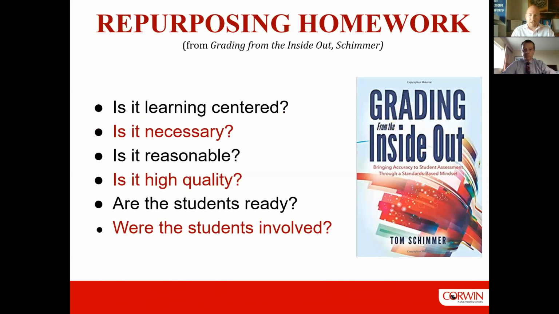Because we're not questioning the value of practice. Practice is incredibly important for our students. But we should ask ourselves some questions as we're going through the process of assigning practice, which is, asking these questions.